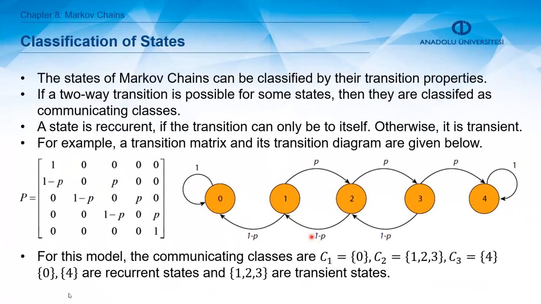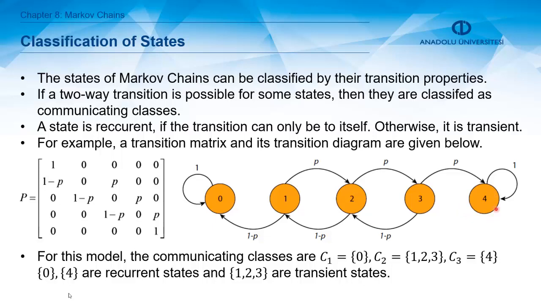The states of the Markov chains can be classified by their transition probabilities. If two-way transition is possible for some states, then they are classified as communicating classes. A state is recurrent if the transition can only be to itself. Otherwise, it's transient. For example, a transition matrix and its transition diagram are given here in the middle. For this model, there are three communicating classes. The first one has a single state, state 0, and for state 0 the only possible transition is to itself. So this one comprises a class by itself.